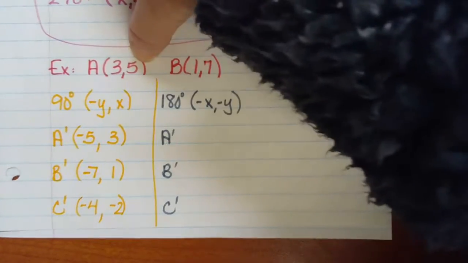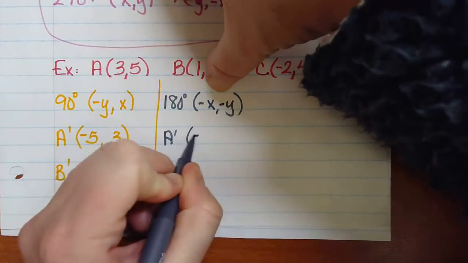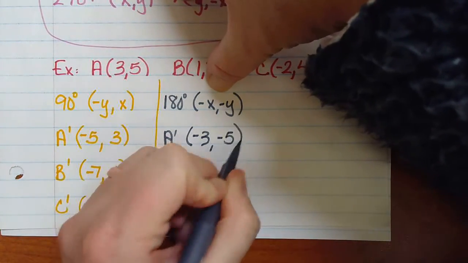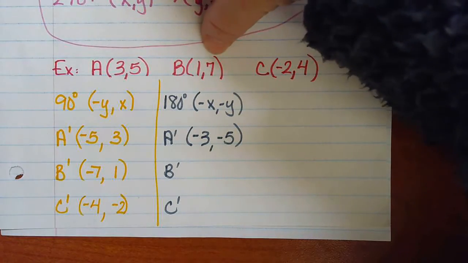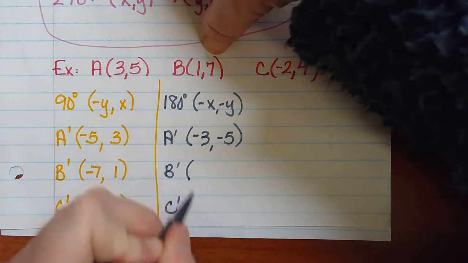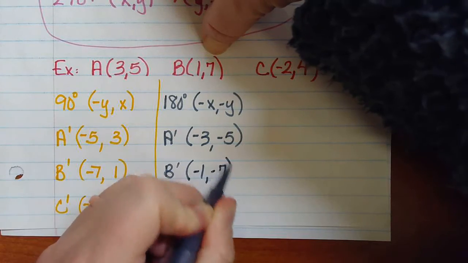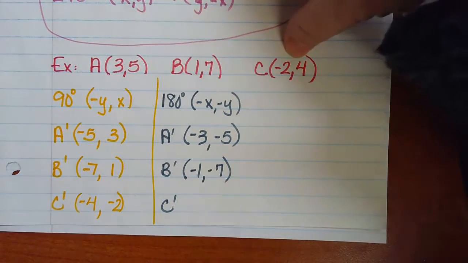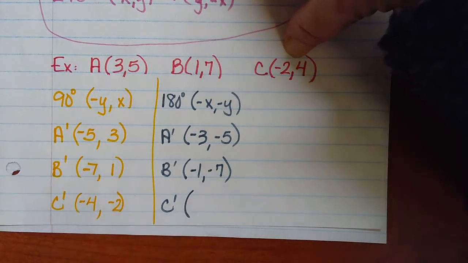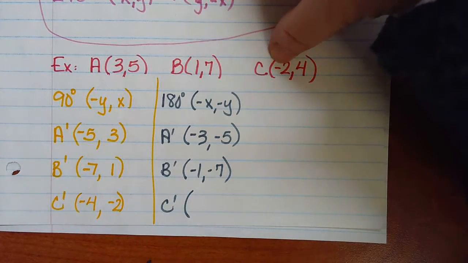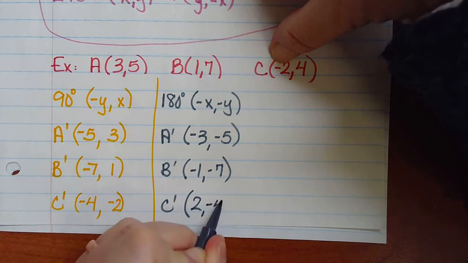So A is 3, 5. So A prime would be negative 3, negative 5. B is 1, 7. So B prime would be negative 1, negative 7. C is negative 2, 4. So I have to change the sign. So this would be a positive 2, negative 4.